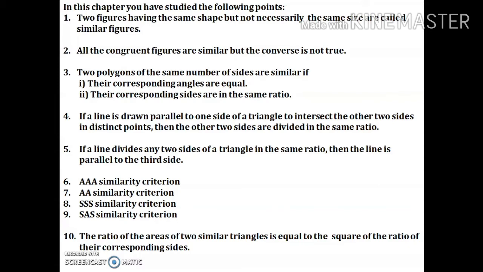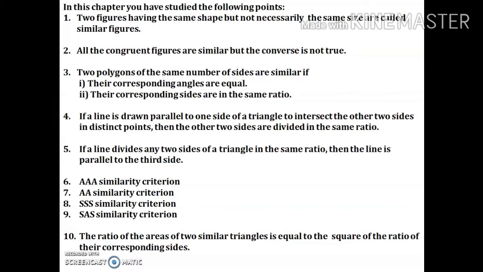Now let's see what are similar figures. The third point says two polygons of the same number of sides are similar if their corresponding angles are equal, and their corresponding sides are in the same ratio. So here we have said that two polygons are similar. The first condition is that the polygons should have the same number of sides. You cannot say that a triangle is similar to a square.